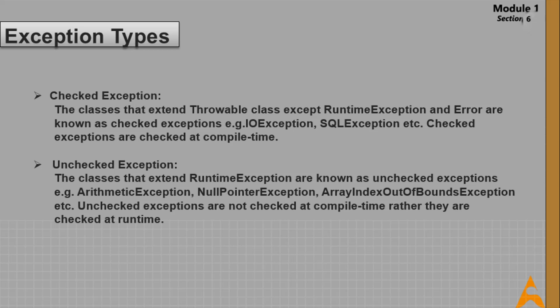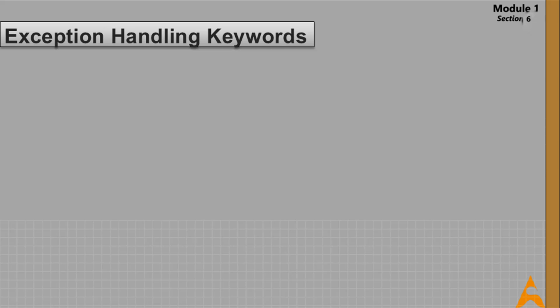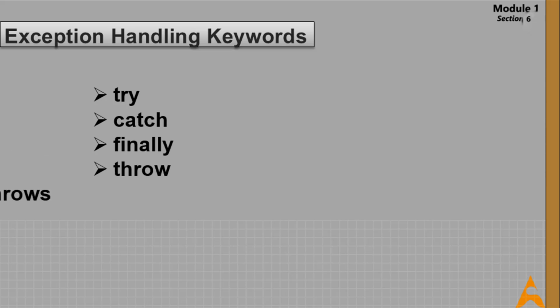Unchecked exceptions are not checked at compile time, rather they are checked at runtime. Now you are aware about the exceptions. Now the question arises, how can we handle exceptions in Java? Java provides some keywords for handling exceptions, like try, catch, finally, throw, and throws. We will discuss all these keywords with examples.